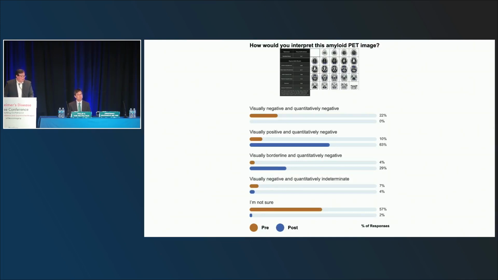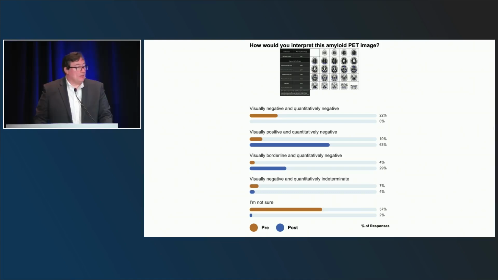So I would call this scan visually positive. I think the quantitation is negative, and the issue you have is the areas with highest deposition are not in the ROIs. This happens particularly when you have a limited sampling of the brain. It's not that the ROIs are wrong, it's just this particular method doesn't really pick them up.